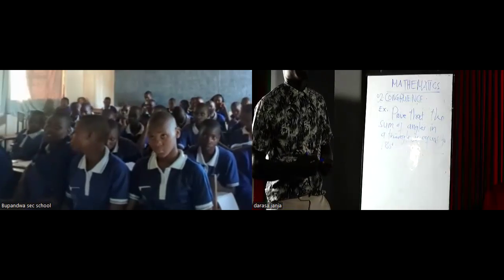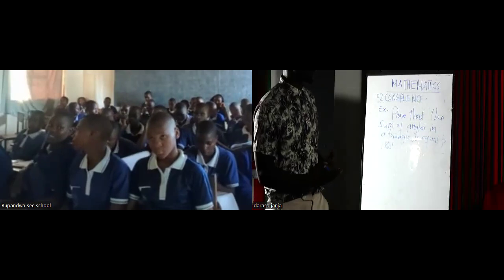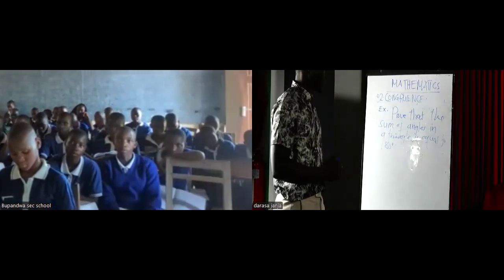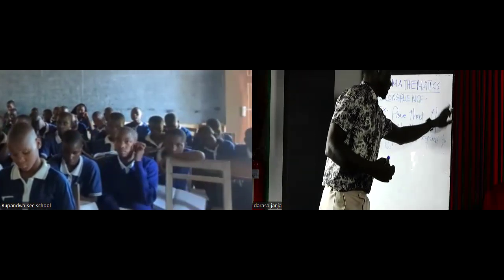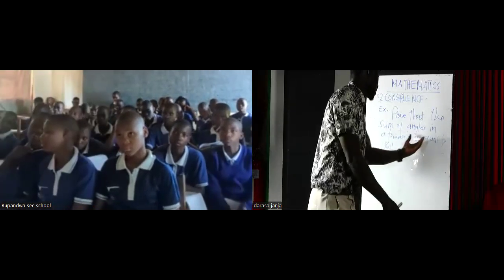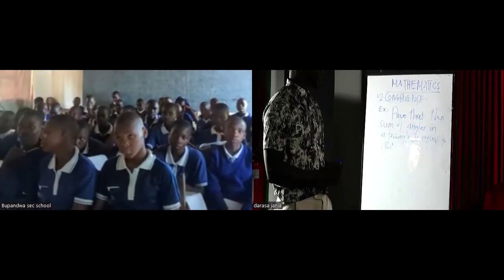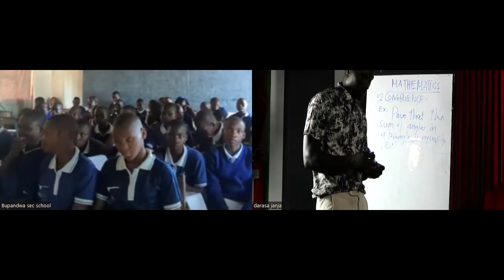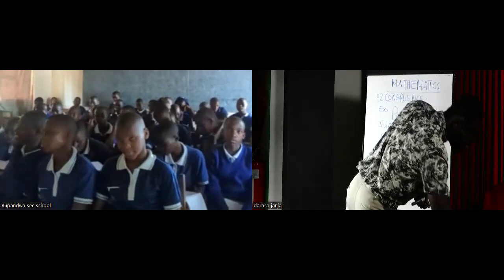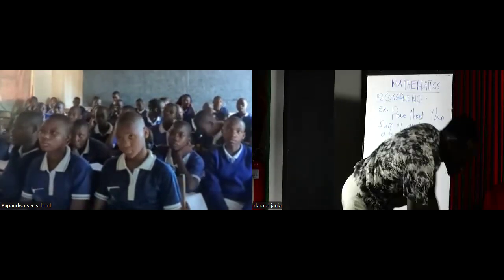Unapotaka kuprove kitu. So here they're asking you to prove that the sum of angles in the triangle is equal to 180 degrees. So first of all, you need to think about the diagram. You know the normal diagram of a triangle, like this one.